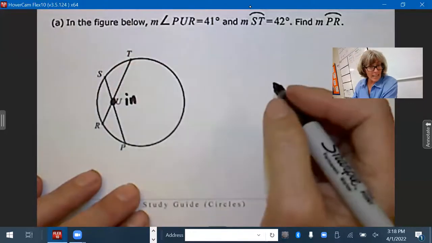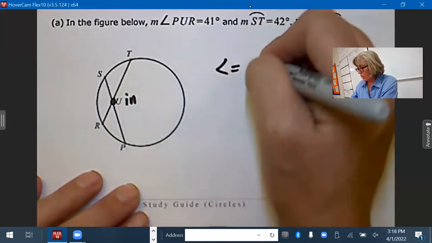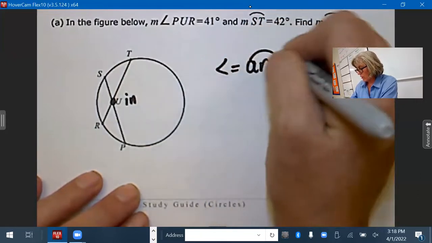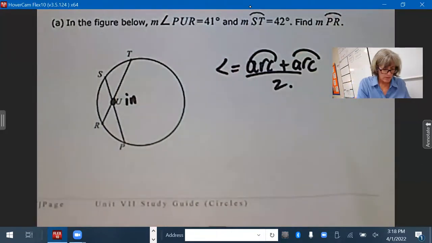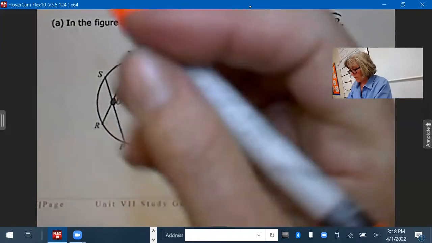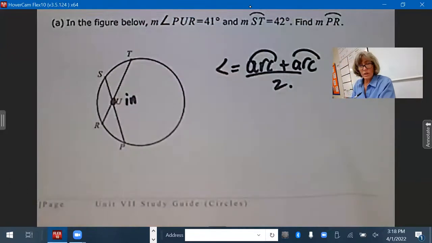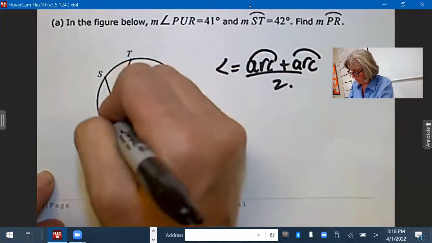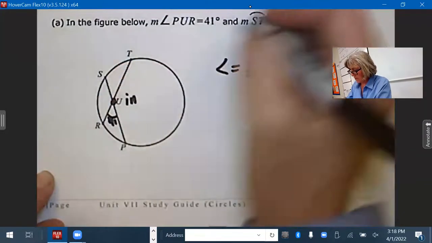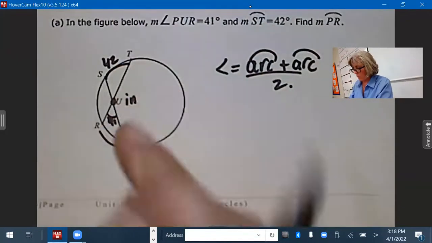This is an in. The equation for the in angles, which are chords: angle equals arc plus arc over 2. So right here, what are we given? We're given PUR, this angle right here, is 41. ST, this arc, is 42, and we're trying to find RP.